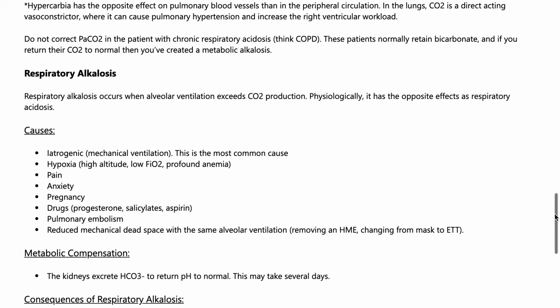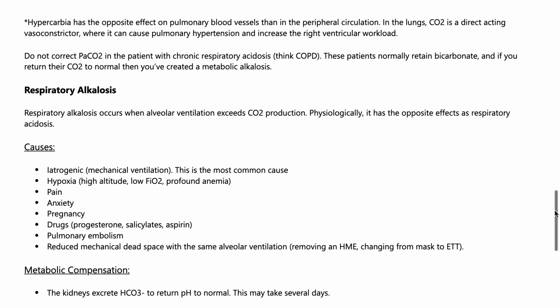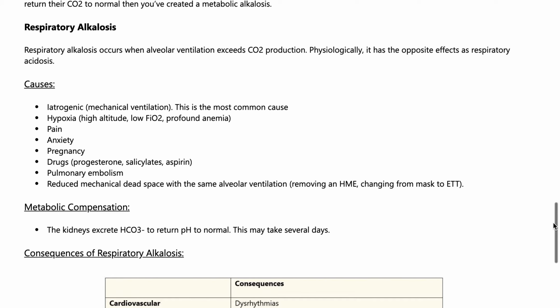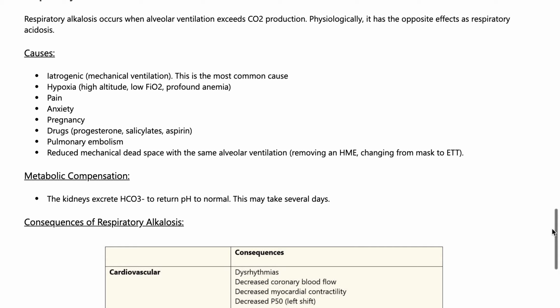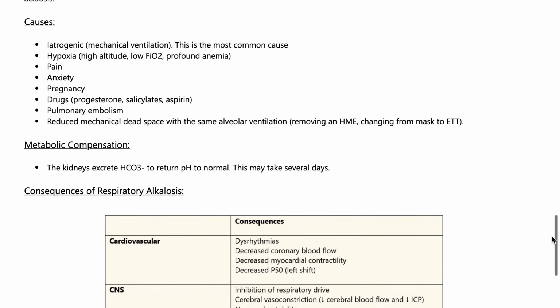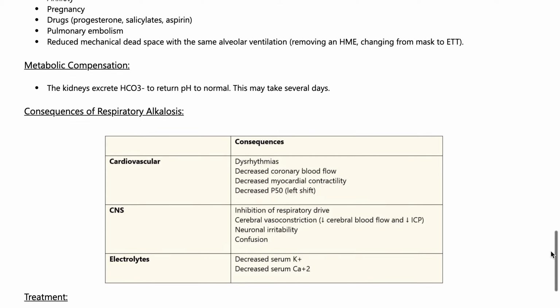Respiratory alkalosis occurs when alveolar ventilation exceeds CO2 production. Physiologically, it has the opposite effect of respiratory acidosis. Causes include iatrogenic, such as mechanical ventilation, and this is the most common cause; hypoxia, such as high altitude, low FiO2, and profound anemia; pain, anxiety, pregnancy, pulmonary embolism, and reduced mechanical dead space with the same alveolar ventilation. So the example is removing the HME or changing from mask to endotracheal tube. There are also some drugs such as progesterone, salicylates, and aspirin. Metabolic compensation includes the kidneys excreting bicarb to return pH to normal, but this can take several days.